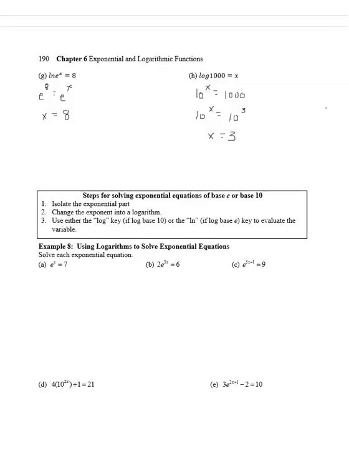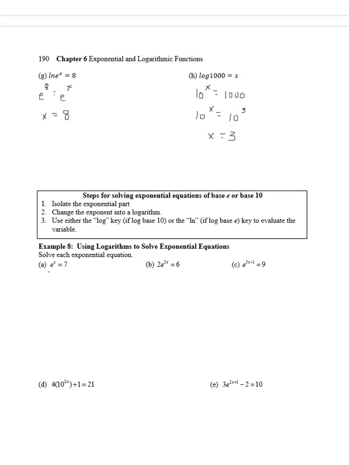This is the last part of section 6.4. So, how can we solve exponential equations of base e or base 10? Well, we can isolate the exponential part and then change the exponent into a logarithm. And so then on the calculator, you either use the log key if it's base 10 or the ln key if it's base e to evaluate the variable.